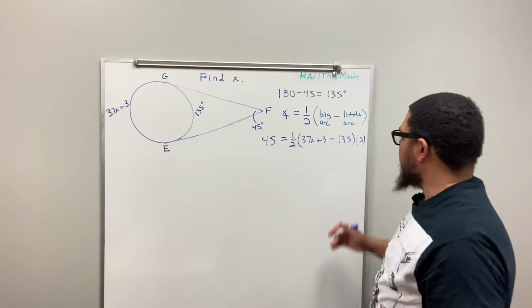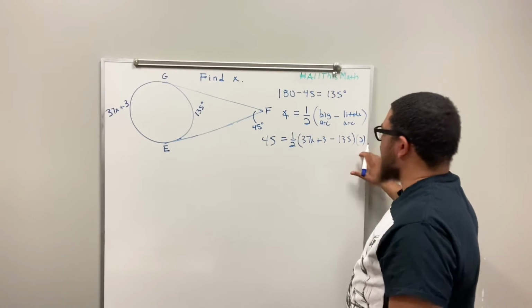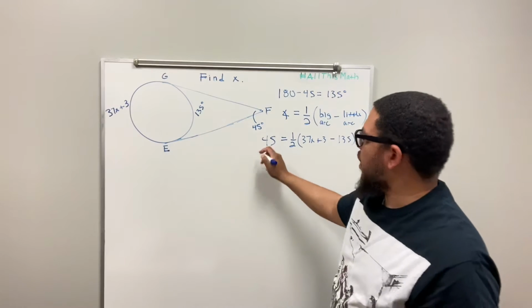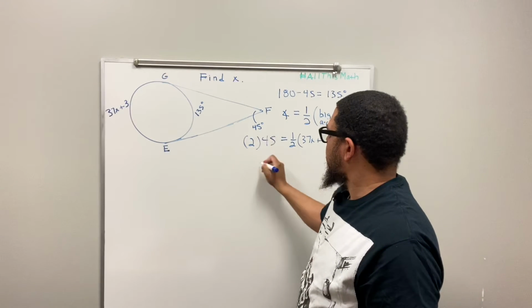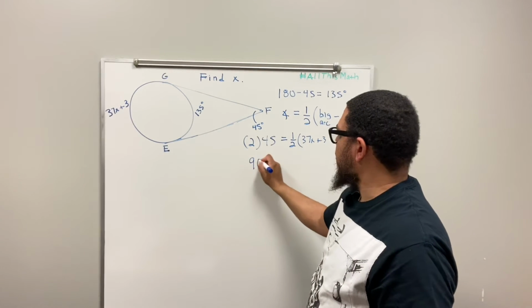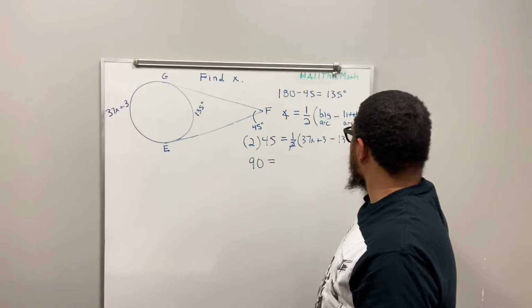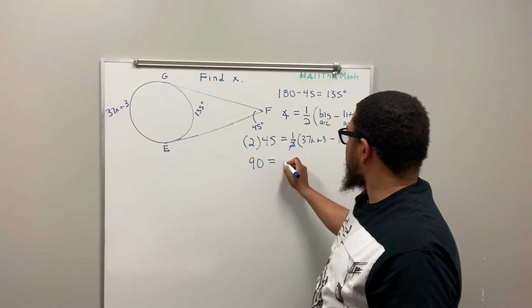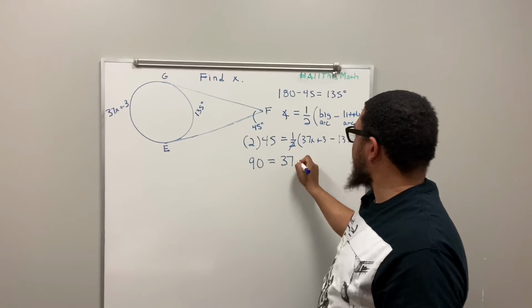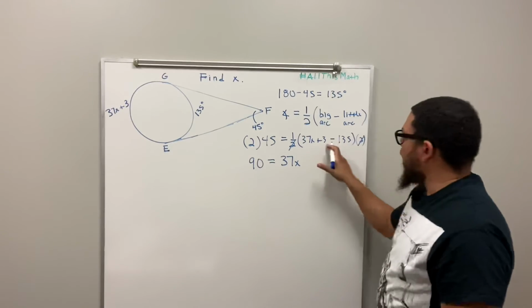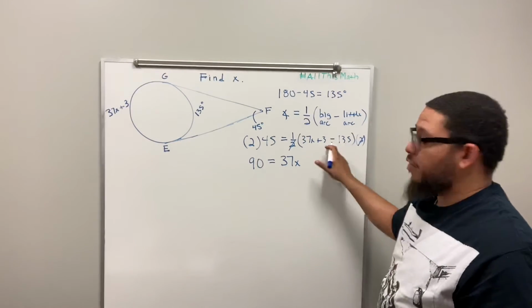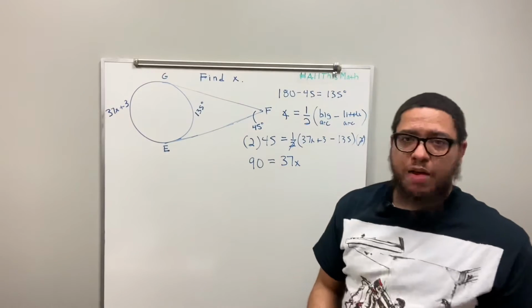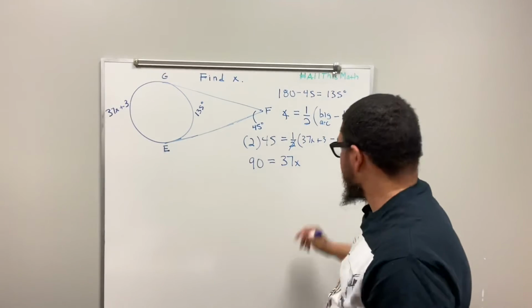All right? So now, if I multiply by 2 on the right side, I got to multiply by 2 on the left side. So 2 times 45 is going to be 90. This 2 and this 2 cancel out. So now I'm left with, on the right side, 37x. And I need to combine. I can combine this 3 and this negative 135. 3 minus 135 is negative 132.